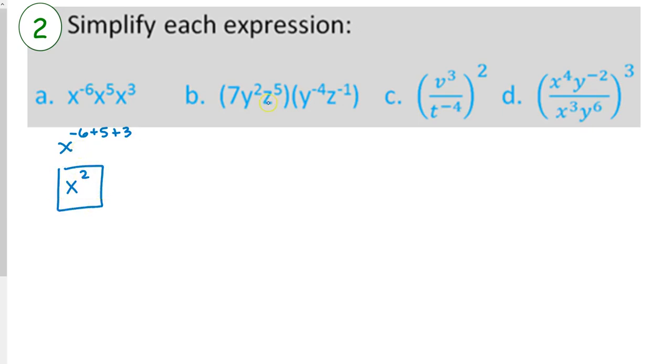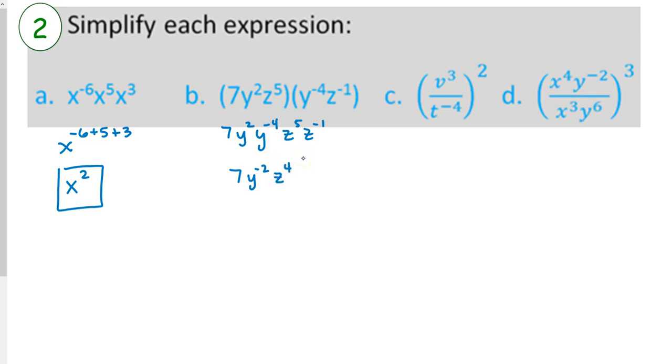And for b, we have two expressions being multiplied together. Remember, multiplication is commutative, so you can rearrange the order of what you're multiplying. So we have 7 times y squared times y to the negative 4th times z to the 5th times z to the negative 1st. I wouldn't expect you to rewrite it like that, but you can just think of it this way. So we have our 7, and then we're going to add the powers on y, and we get y to the negative 2nd power. And then we're going to add the powers on z, and we get z to the 4th power.